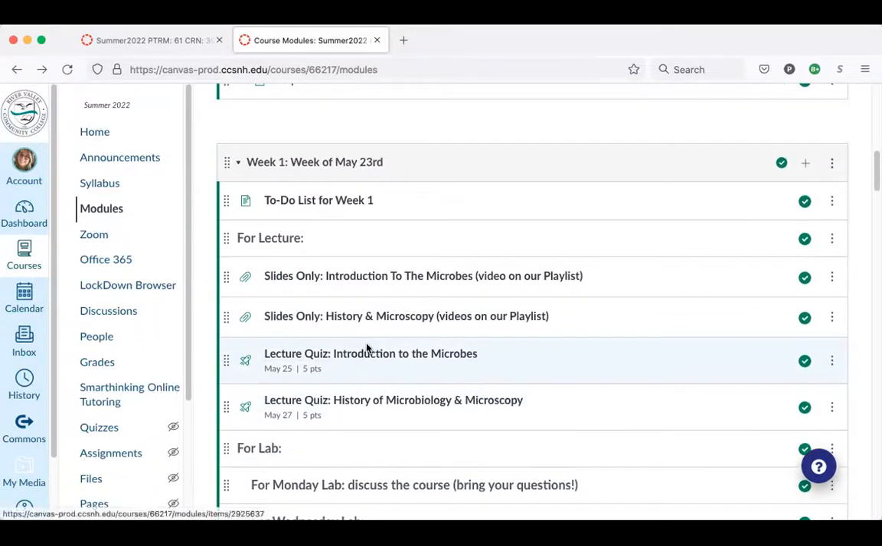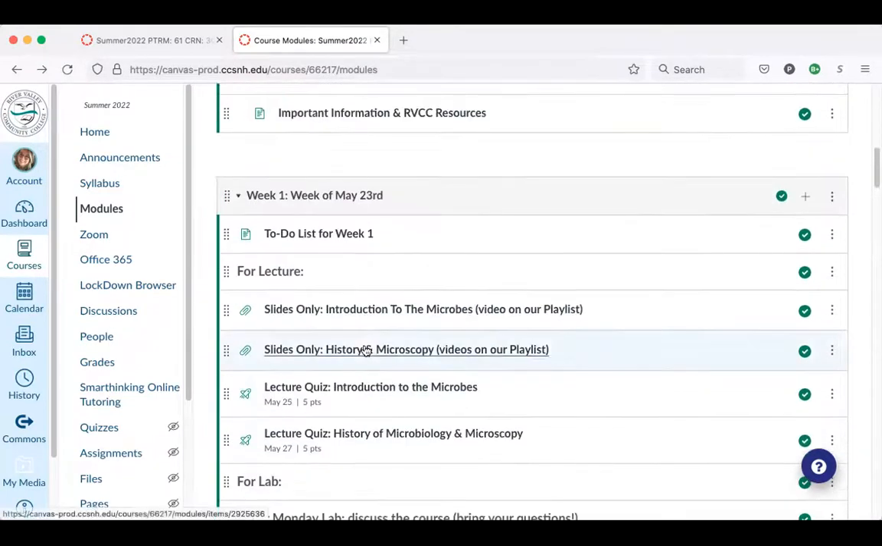Okay, so for the first couple of weeks, we'll do this. We'll walk through the module together just to make sure everybody's on board on how to approach each week to week group of material in terms of lecture and lab. All right.